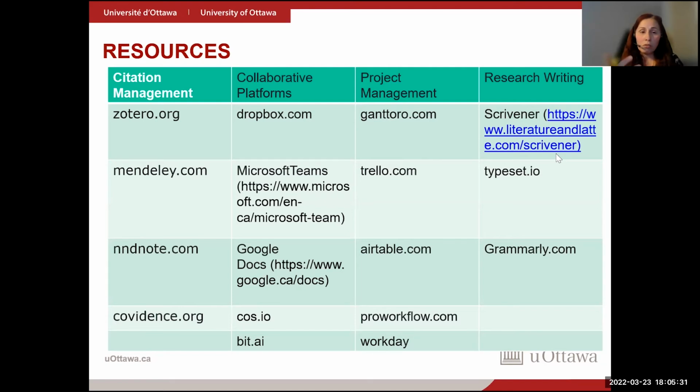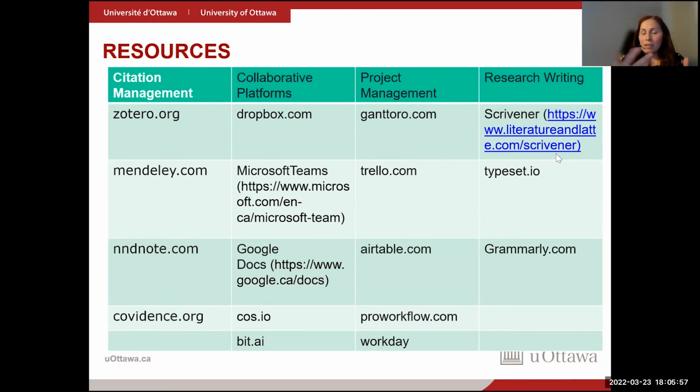And most of these tools are free for most of the functions, and some of them are fully supported by URL as well. So for citation management, personally, I use Atelier. I've used EndNote. Oops, there's a typo. Anyway, it's EndNote, E-N-D-N-O-T-E. Mendeley and Providence. For collaborative platforms, you can use Dropbox, Microsoft Teams, Google Docs, Causes.bit. Project management, there's Gantt Pro, Trello, Airtable, Workflow, Workday, to help you organize different things.